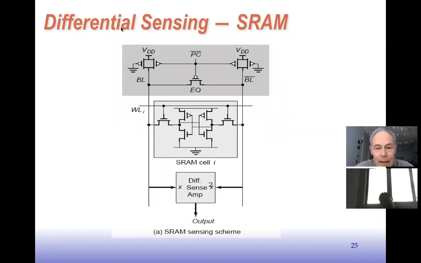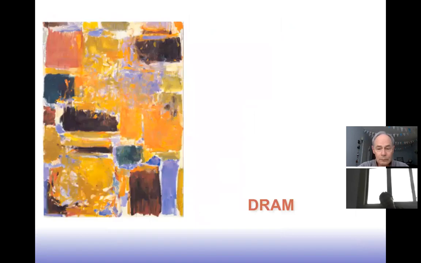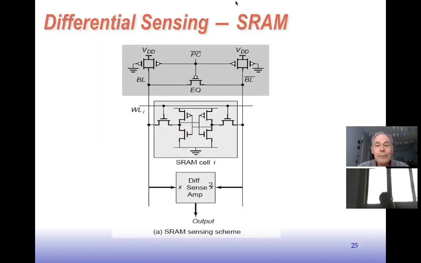This stuff on the top is the precharger. That's what's used to precharge the bit lines before the word line is activated. And there's a transistor here that equalizes the charge. And then there's some P-type transistors that pull these up to VDD. And then oftentimes some weak P-types here that are keepers. They're here to help preserve the charge when the precharger goes off. Okay, so that's SRAM.